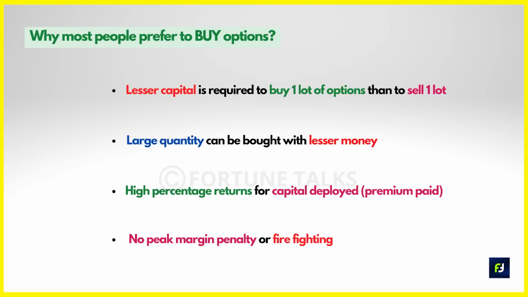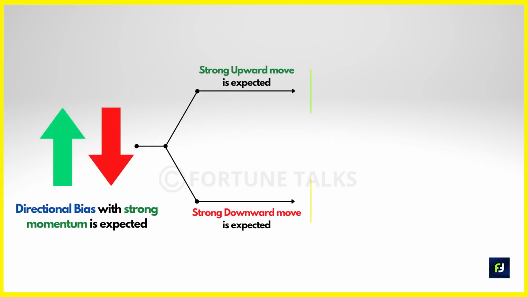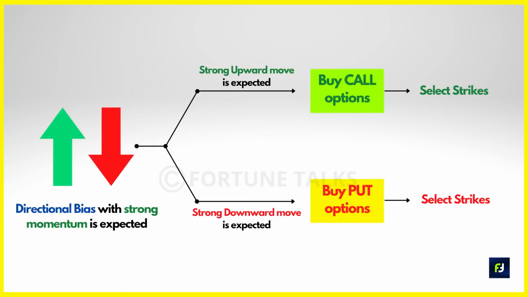Also, you don't need to be bothered about any peak margin penalty, or deal with the complex looking Greeks like theta, gamma, delta, etc. All you need to have is a directional bias. Then select the option you want to buy, be it a call option if you have a bullish view or a put option if you have a bearish view. Then select the strike price you want to trade. And if the price moves in the direction that you anticipated, then you stand to make a lot of money.